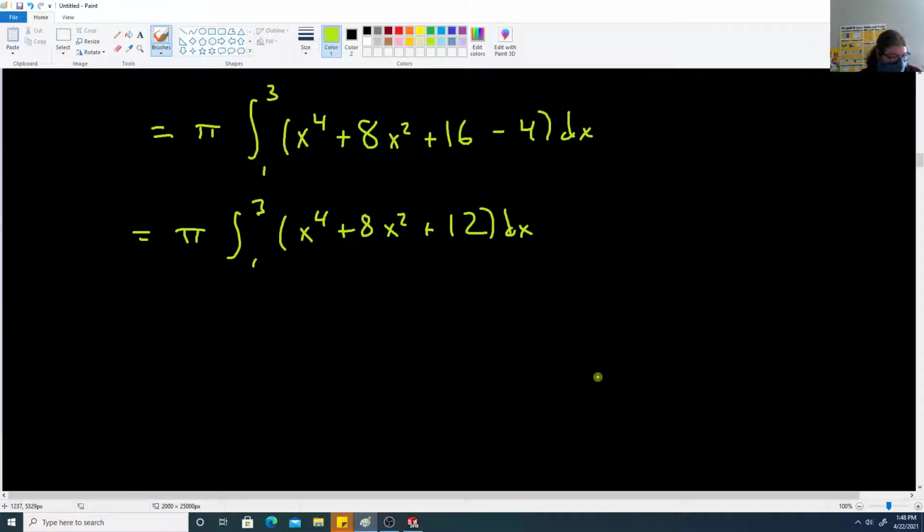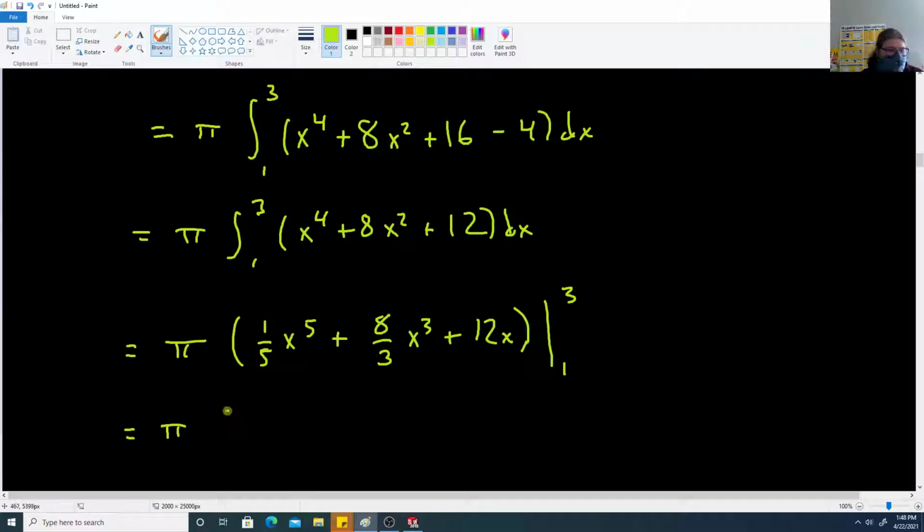So we want to integrate this from 1 up to 3. When we integrate that from 1 up to 3, x to the 4th will become 1/5 x to the 5th. Plus x squared will turn into a 1/3 x cubed. So we'll have an 8/3 x cubed. The 12 will turn into just a 12x. We'll integrate it from 1 up to 3.